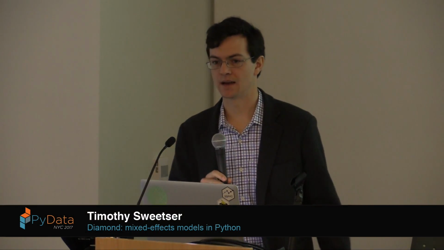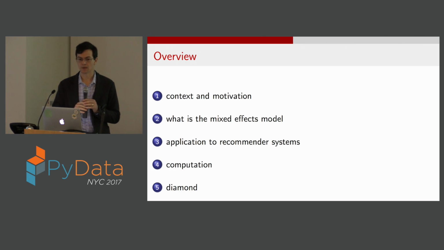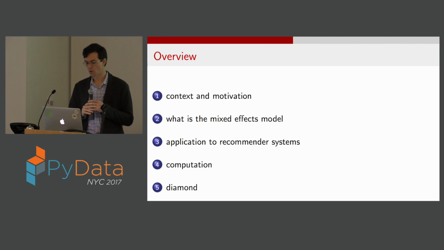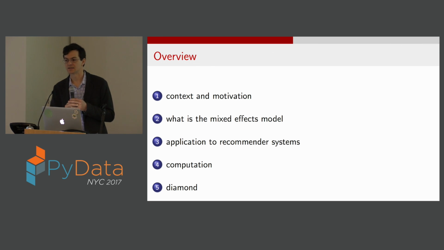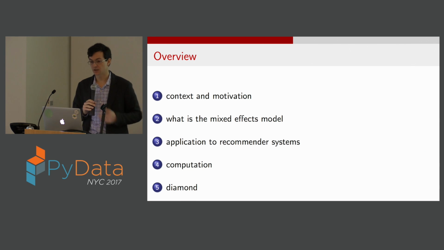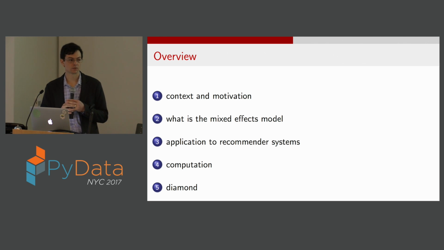My name is Tim Sweetser, and I'm a data scientist at Stitch Fix in San Francisco. And I will be talking about mixed effects models in Python. So I'll give you a little bit of context and motivation, tell you about Stitch Fix and the sorts of problems that I work on there. I will go over what mixed effects models are and how they can be used for some generic recommender system kind of problems. I will go into the computational considerations of these models. And then at the end, I will talk about Diamond, which is a Python package that I wrote with my colleagues at Stitch Fix for fitting these kinds of models.